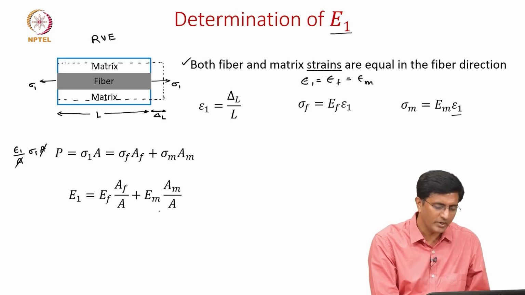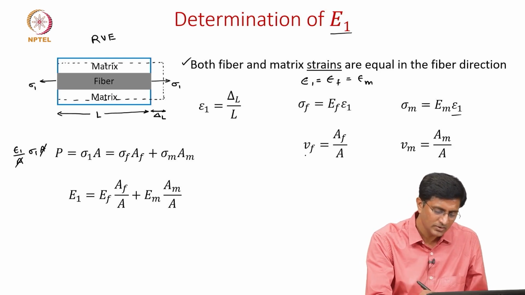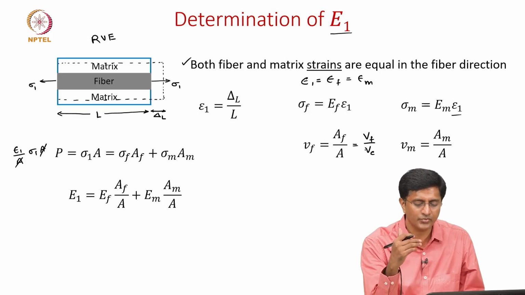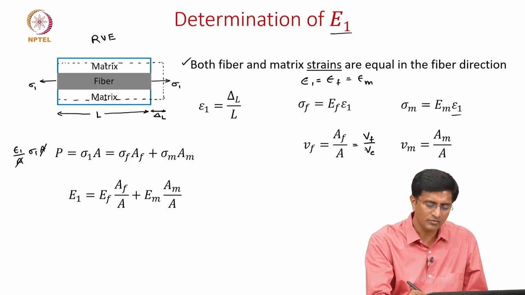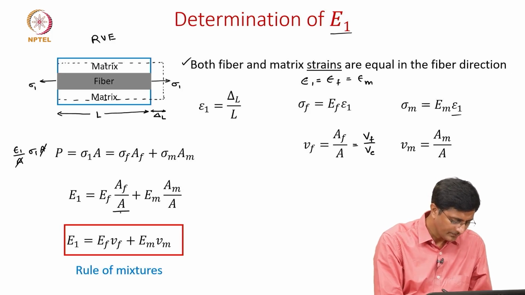But what is AF by A? This is the volume fraction which we already discussed earlier. So volume fraction actually is defined as the volume VF by V of the composite, volume of the composite. But if we now consider that the depth is constant both for the fiber and the composite, then we can replace this volume fraction with the cross section area fraction. So in this expression now we replace this with Vf and this ratio with Vm.